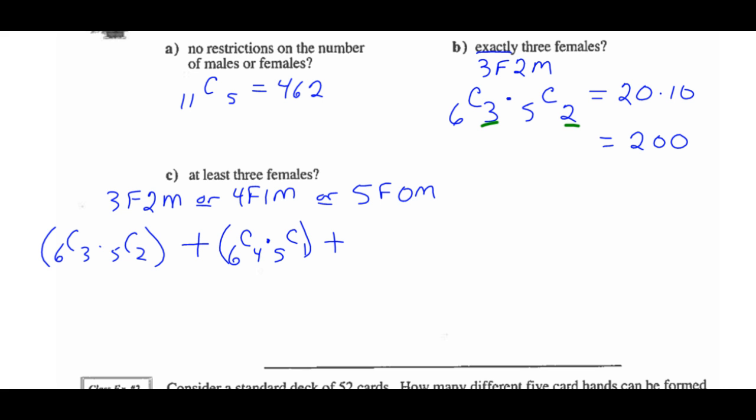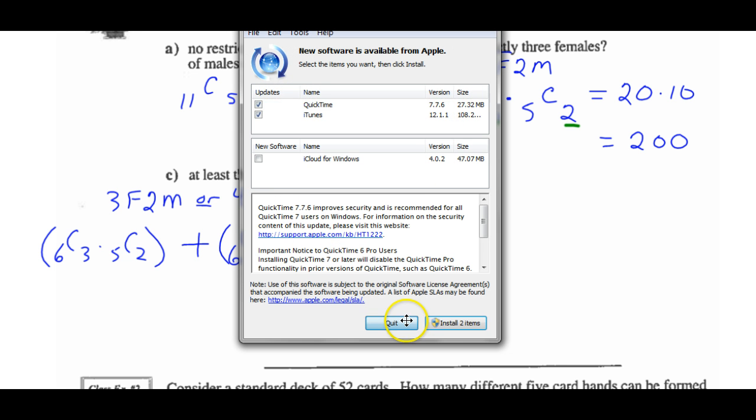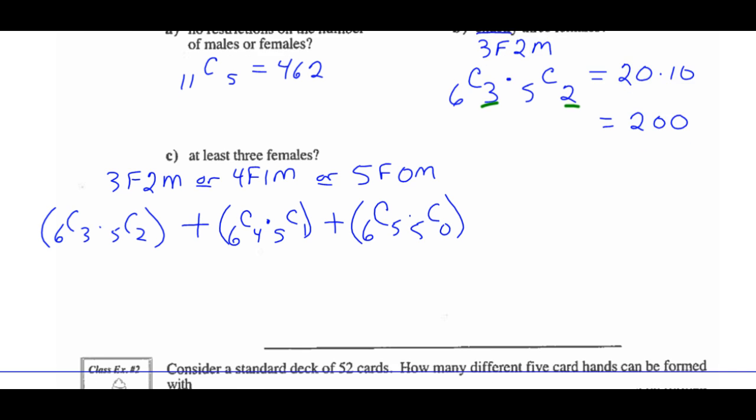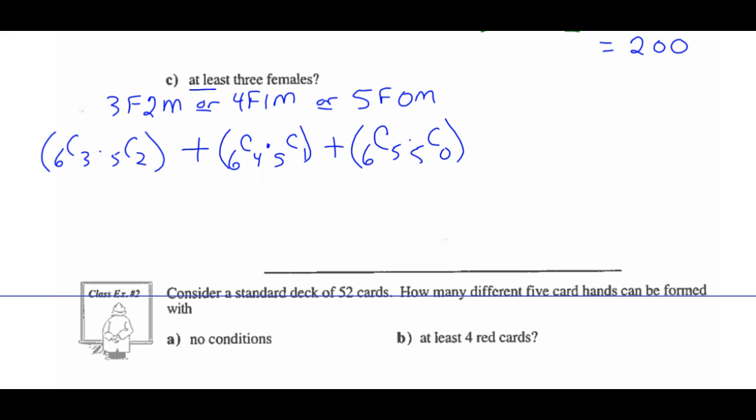Or, so we're going to add, we could have a 5-female committee and no males. So I've got 6 females, I would like to choose 5 of them. I've got 5 males, I want to choose none of them. All right, so there are all the situations that satisfy at least 3 females. We've got 3 females or 4 females or 5 females. Now it's just a matter of calculating. We did this one already.